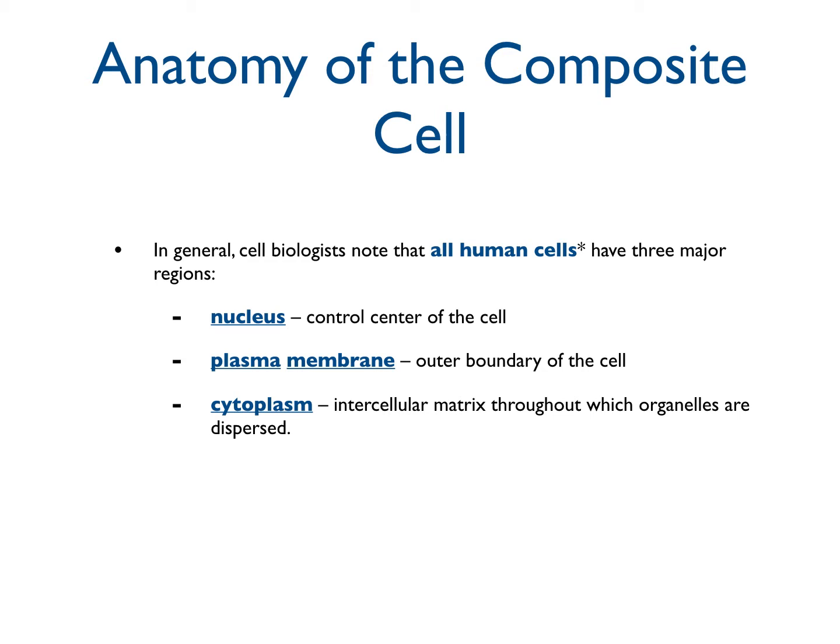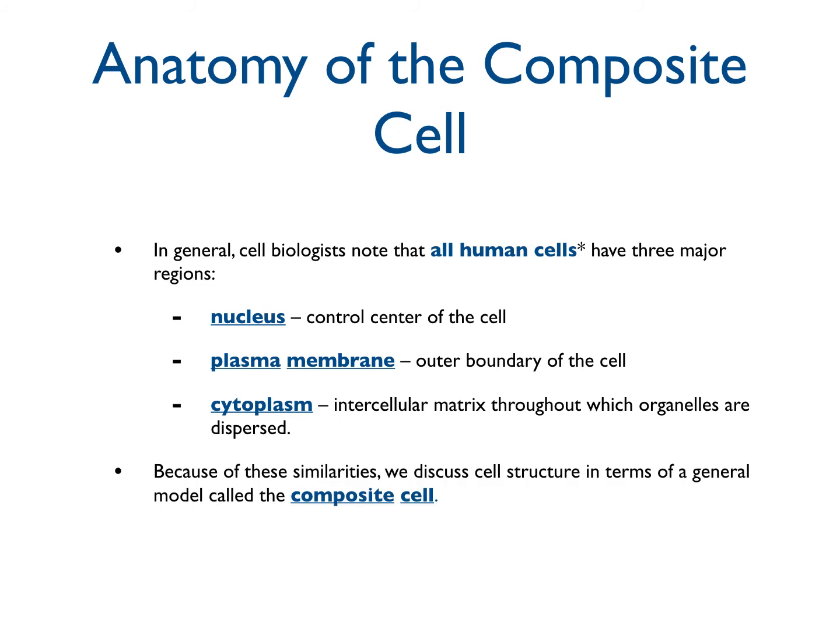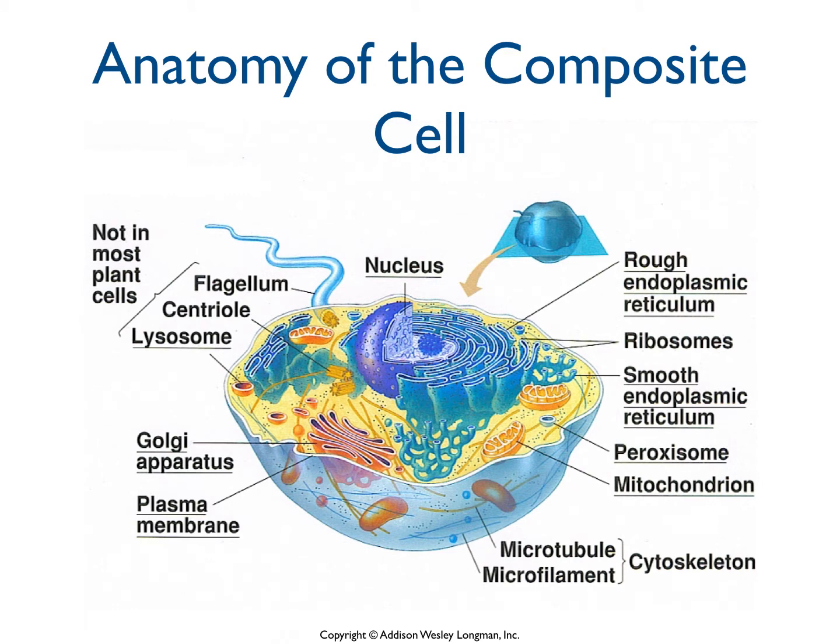Because of these similarities, we discuss the structure of a cell in terms of a general model called the composite cell. The figure you see here is a composite diagram of a typical animal cell. Notice that you can see the three main regions of the cell we just described. The nucleus is in the center, and the cytoplasm in this figure is the yellow material between the nucleus and the outer plasma membrane, shown here in blue.